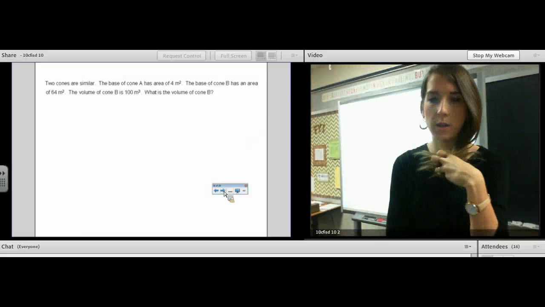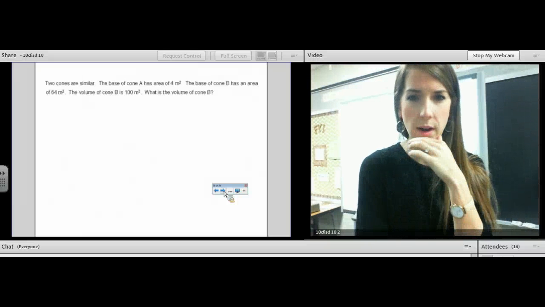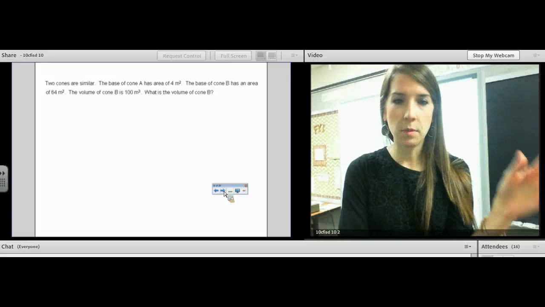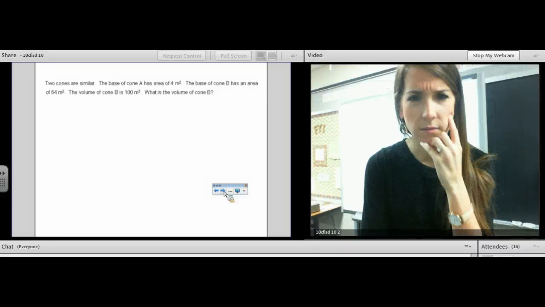2 cones are similar. The base of cone A has an area of 4 meters squared. The base of cone B has an area of 64 meters squared. The volume of cone B is 100 meters cubed. What's the volume of cone A?